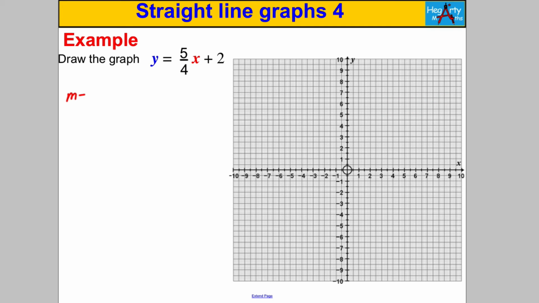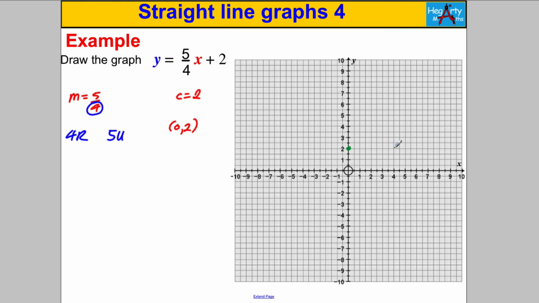Well, our m here is 5 over 4. Our c is equal to 2. c is 2, tells us the y-intercept is 0, 2. m is 5 over 4. Well, that tells us, the 4 tells us that as we move 4 right, we must go 5 up. So let's start at 0, 2, which is here. Let's go 4 right and 5 up.